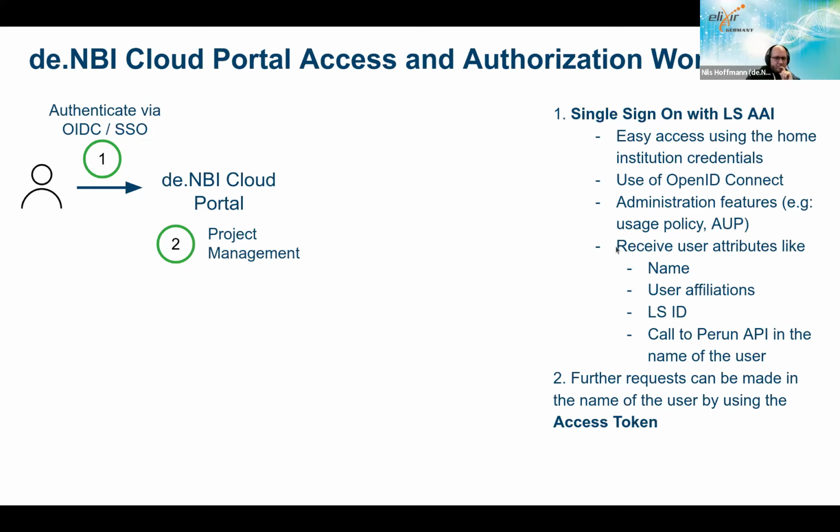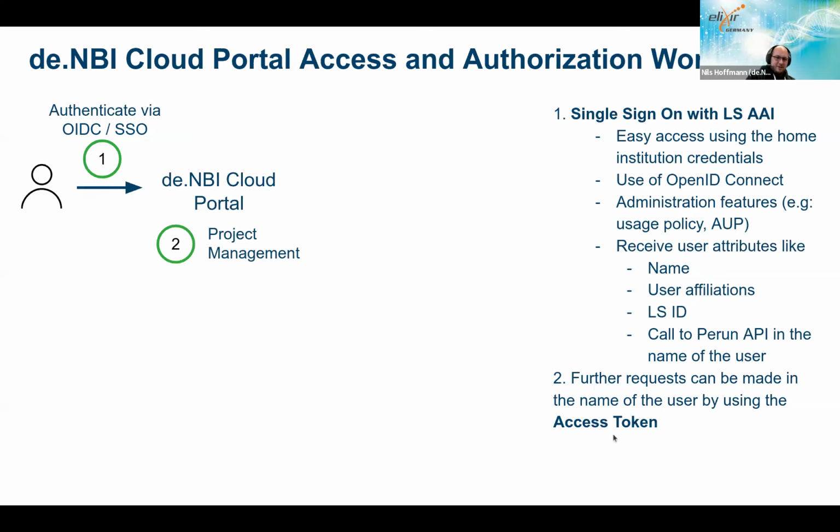And in turn, what we receive then for our system and for our management internally are user attributes like the name, the affiliation. So we see, for example, that someone is a staff of a certain university, or maybe he's a student of the university, something like that. We have the Life Science ID that we use as a unique identifier within all of our systems. And we can then also do certain tasks within Perun in the name of the user.